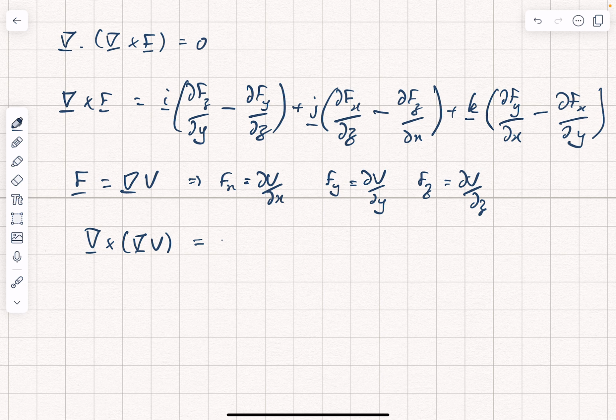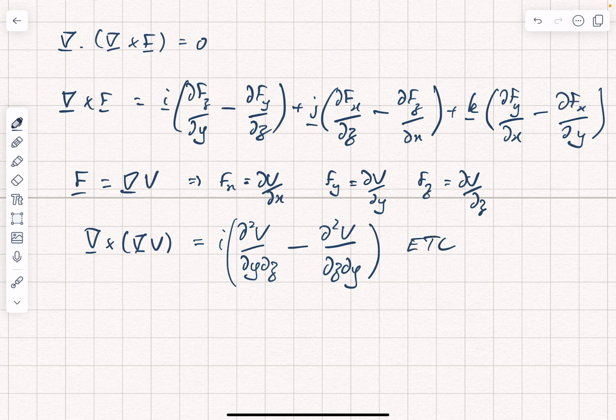So what we'll see is that we've got i times d2v by dy dz, minus d2v by dz dy, etc. And unless you are dealing with a very peculiar situation, we can switch the order of the differentials and we will of course get 0.